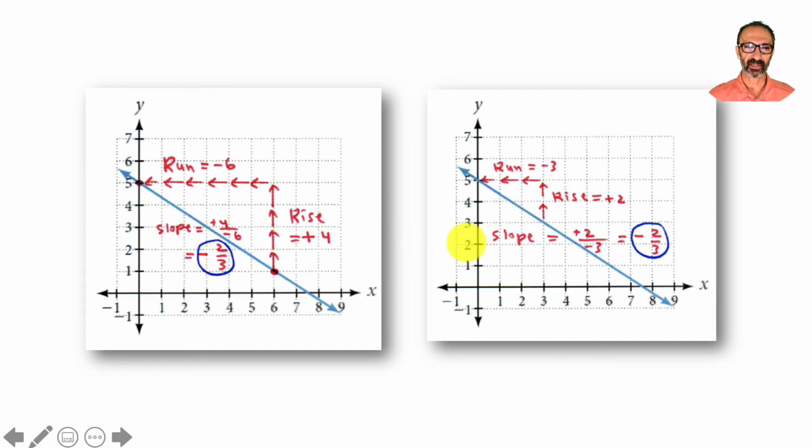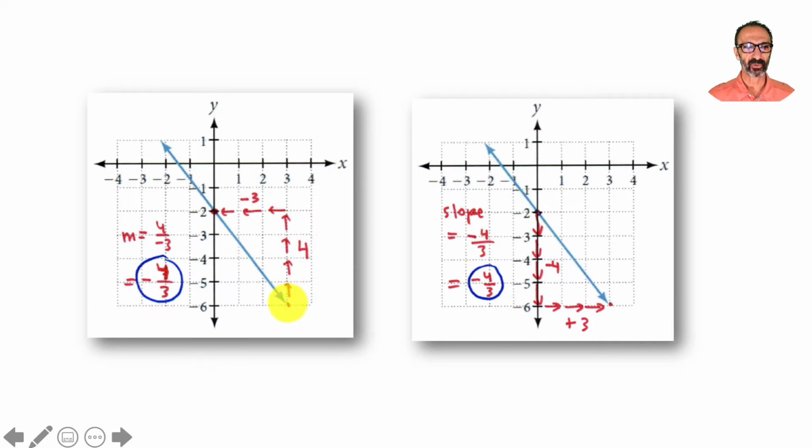Here's a different example to show you that once you locate the 2 points, this point and this point, which is the same here and here, it doesn't matter which one is your first point, which one is your second point. It doesn't matter if you want to run first or rise first. As long as you keep it clear, rise over run, you should end up the same slope.